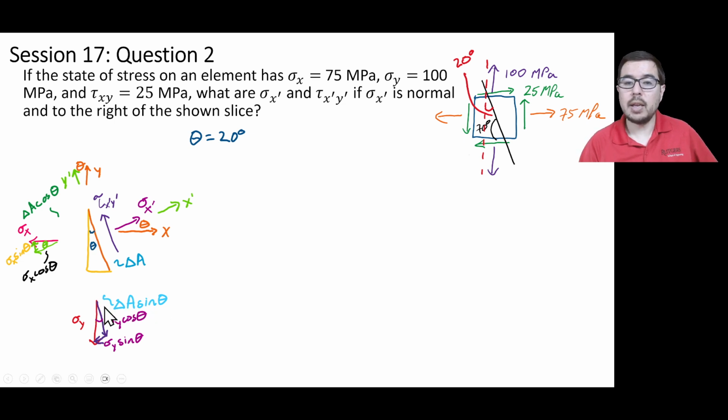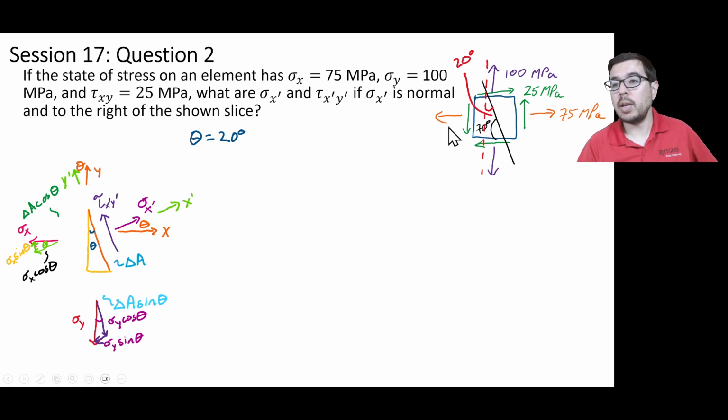Now, in question one, we drew this exact diagram, except I've now pulled down the delta A sine theta and the vectors for representing sigma y, and pulled the vectors for representing sigma x to the left, along with this symbol for this area. Why? Because now in this problem, unlike the one prior, we have a tau xy. The tau xy is 25 megapascals. So how do we handle this tau xy?